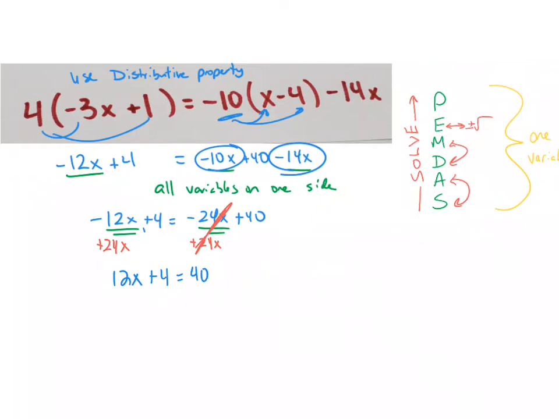Now after all this work, now I can use my parentheses backwards. So I don't see any subtraction, I see addition. That's why minus 4 from both sides. So I get 12x equals 36. Now I got to get rid of the multiplication, so I divide by 12 on both sides. So I end up with x equals 3.